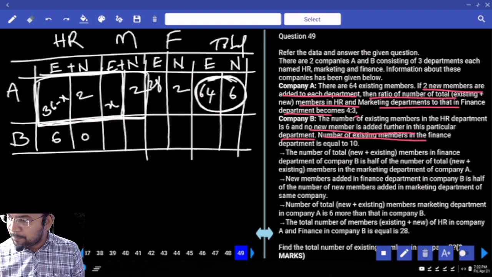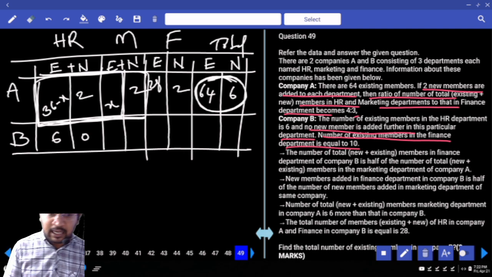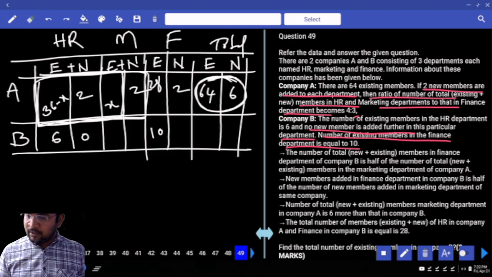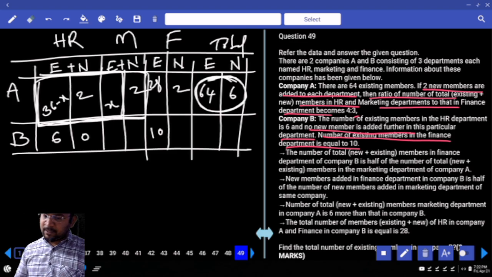Number of existing members in the finance department is equal to 10. Existing members in the finance department, how much? 10. Next, coming to the next statement.